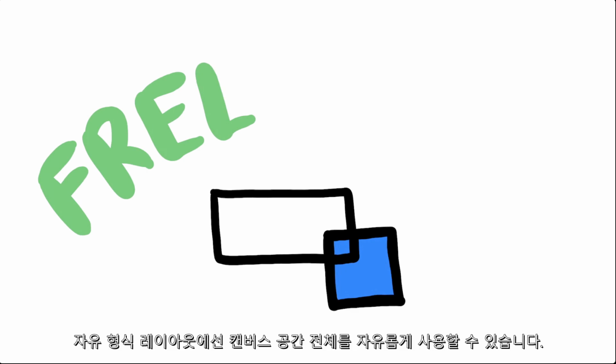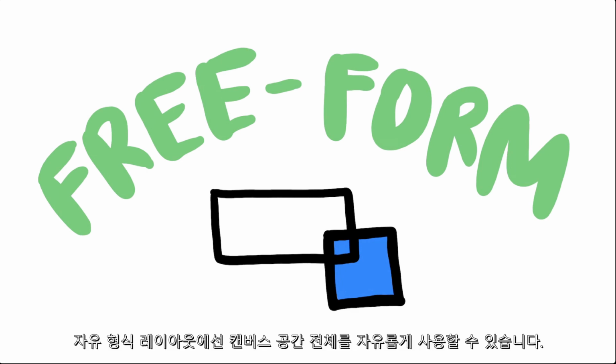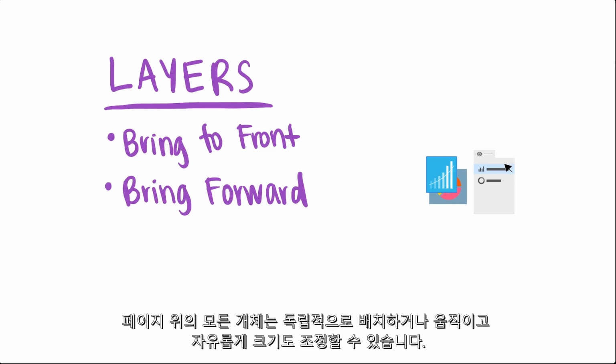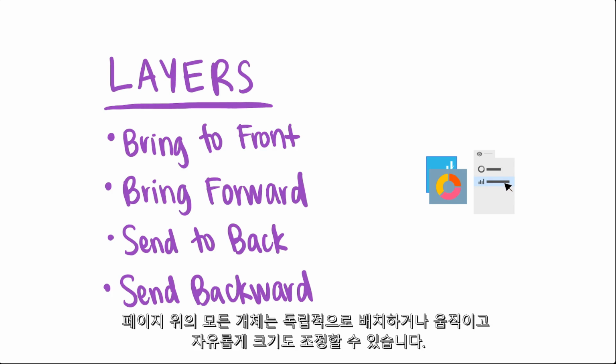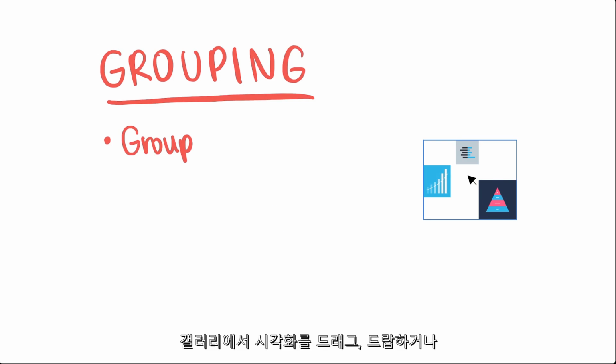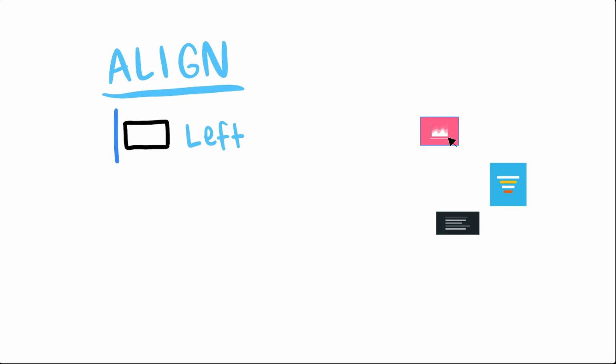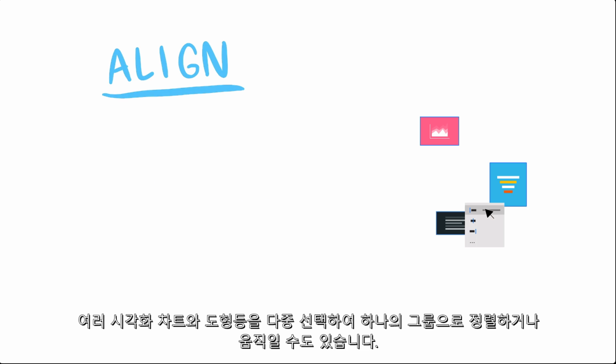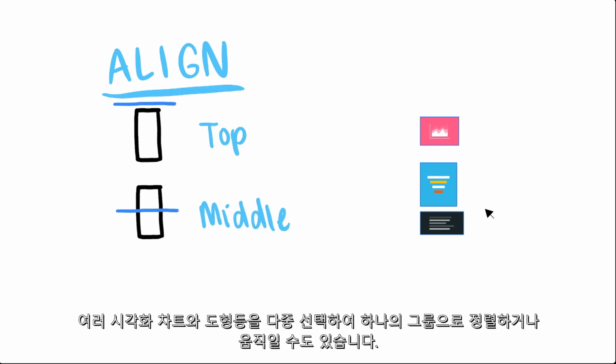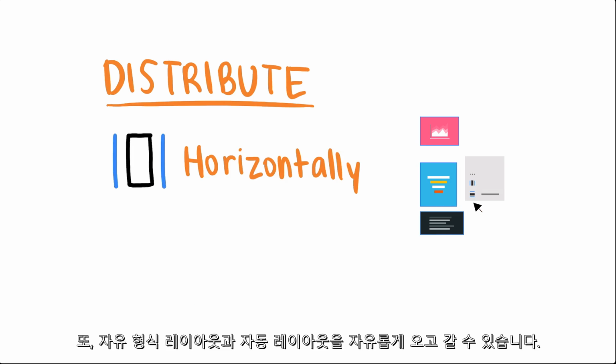In the freeform layout, the canvas will be completely open. Objects on the page can be independently positioned, sized, and layered. You can also drag and drop visualizations from the gallery, multi-select objects to group, align, or distribute them on a page, and switch between freeform and auto layout.